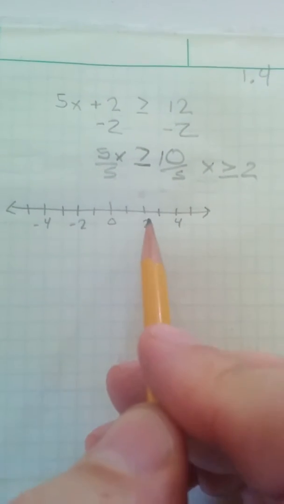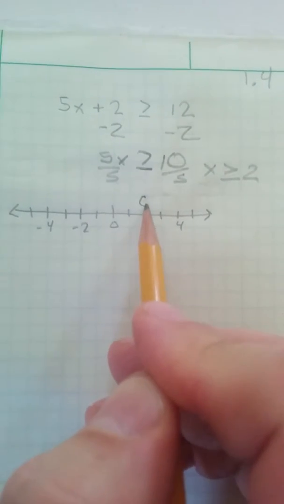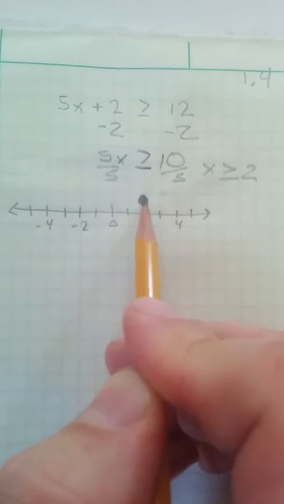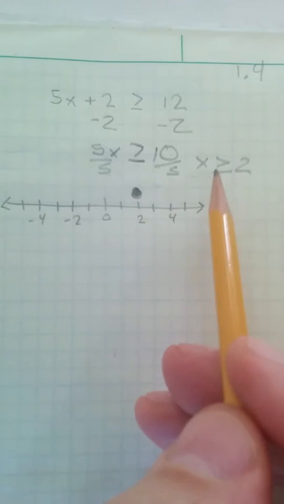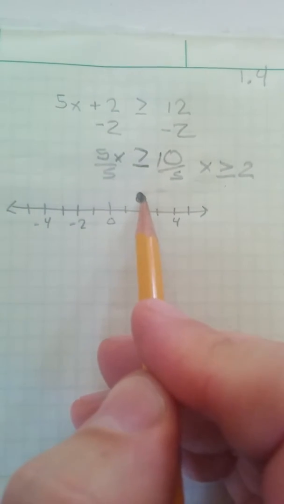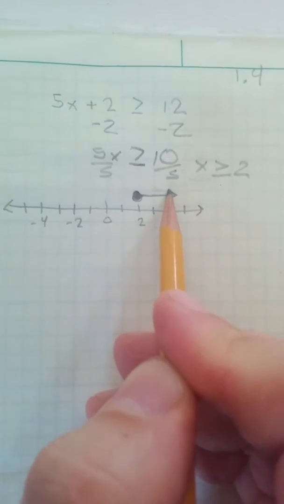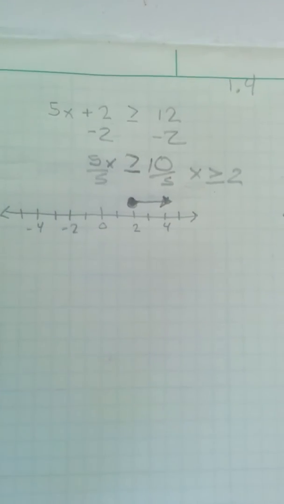So we go here to where the 2 is. We make a mark, because we're going to show this on a number line. We fill in the circle, okay? And we fill it in because we can be equal to. And we point in the direction of all the values that work.